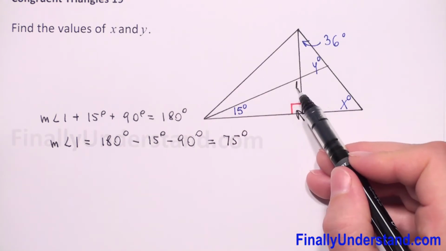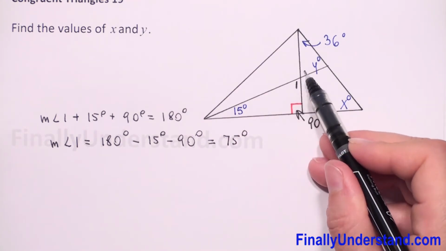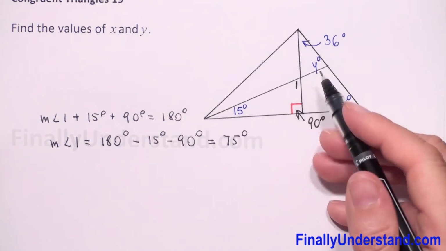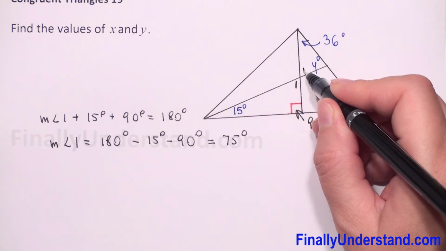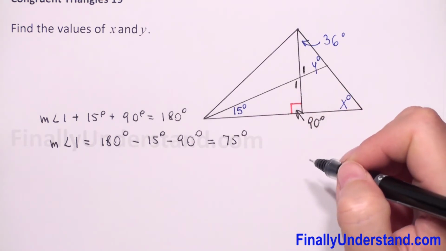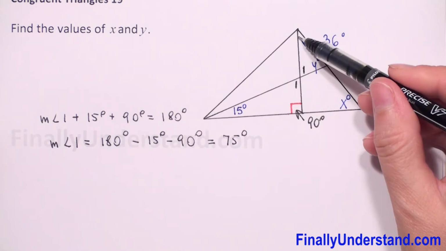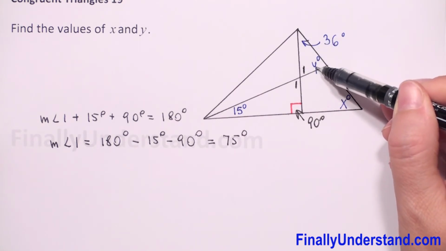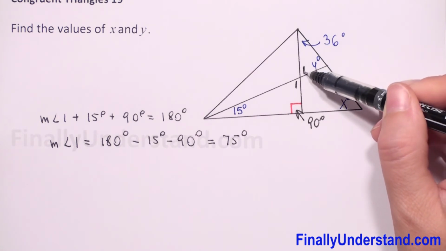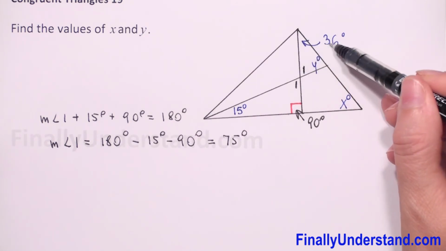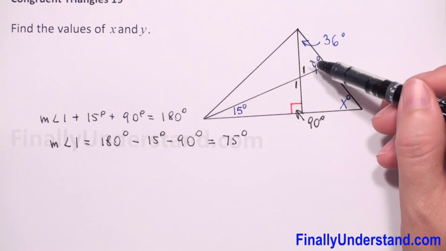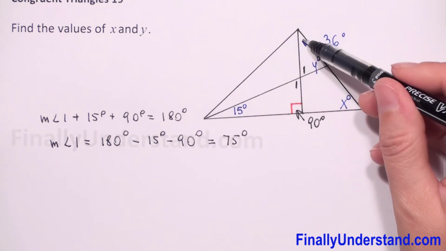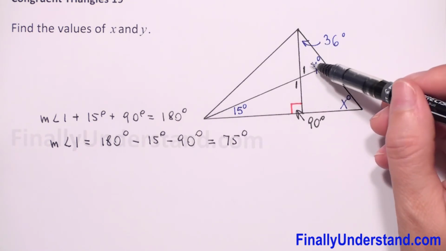So we have this angle, and we see that these two angles are vertical angles, and we know that vertical angles are congruent. So here we have angle 1, angle 2. So we have another triangle here. We have to find y. Y is unknown. We have angle 1, and we have this angle 36 degrees. Again, the measure of interior angles of a triangle is 180 degrees.